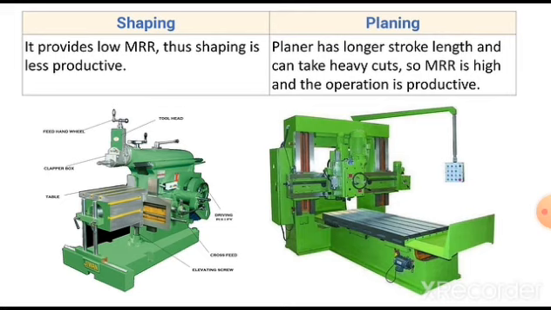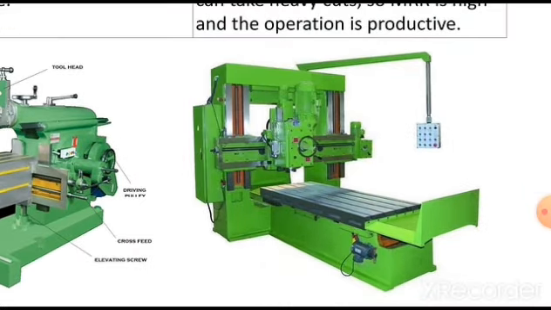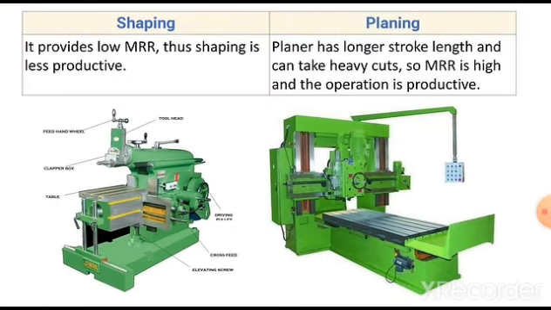Now the planer. The planer has a longer stroke length and can take heavy cuts, so the material removal rate is high and the operation is productive. Here you can see we can fix a large job over this table. The planer machine has a longer stroke because it has a long table, and it can be used for heavy cuts also because it's a bulky and heavy machine. That makes its material removal rate more as compared to the shaper machine, and hence it is more productive as compared to the shaper machine.